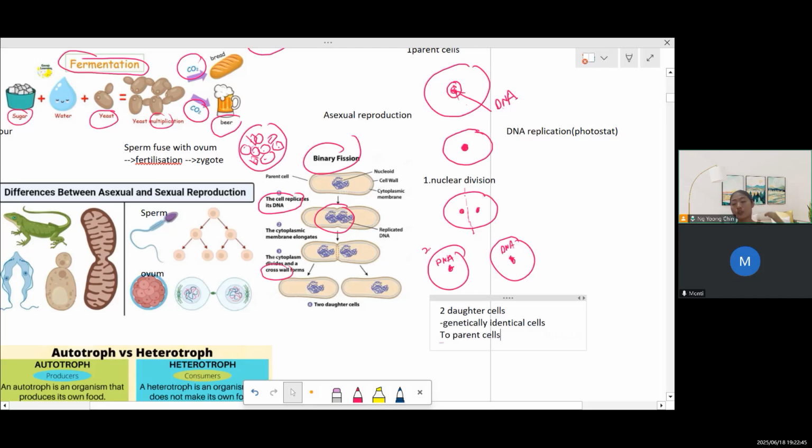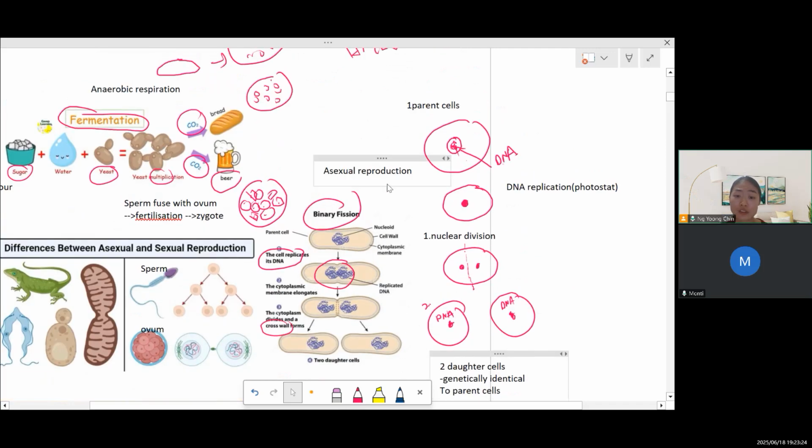Means the daughter cell is genetically identical to the parent cell. Means it's totally the same thing. So just imagine that Monty, you are yourself, right? After you undergo binary fission, you become two Monty. From one Monty, you become two Monty. So another Monty will be totally the same, I mean, same physical appearance as you, even same thinking, same brain as you. So this is what we call asexual reproduction.